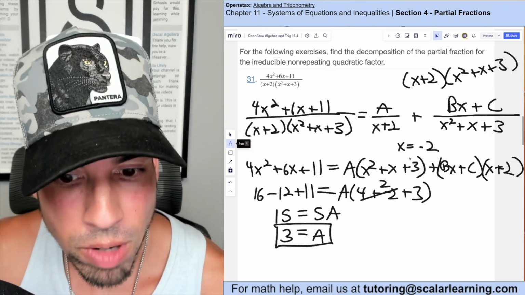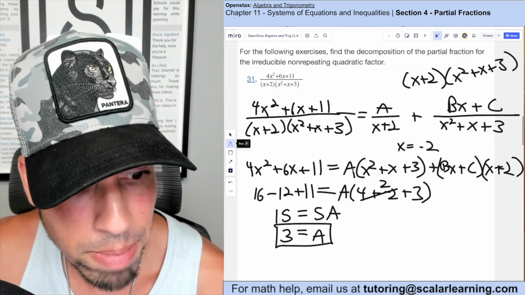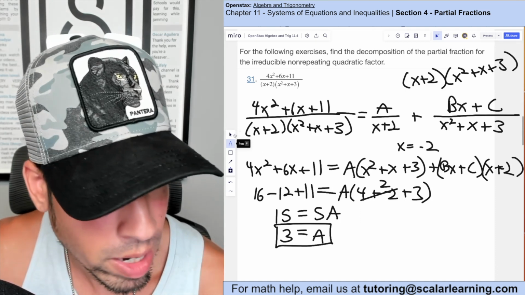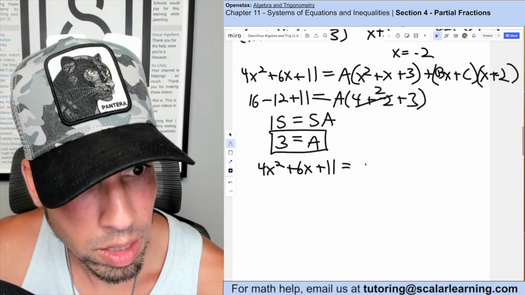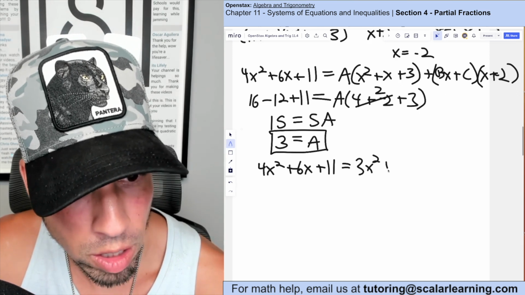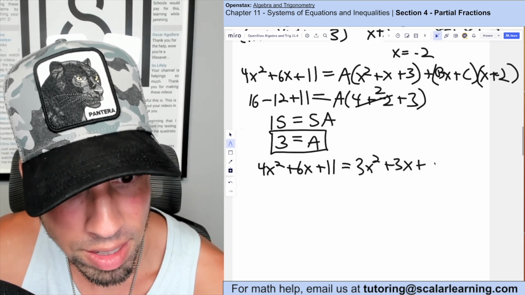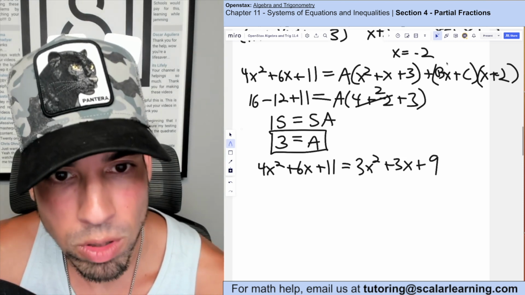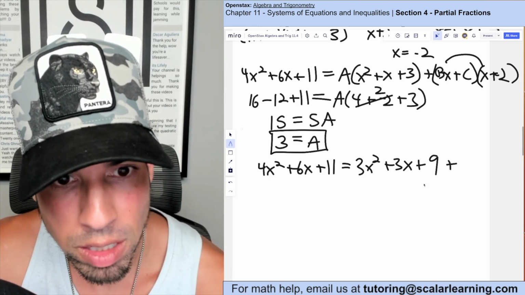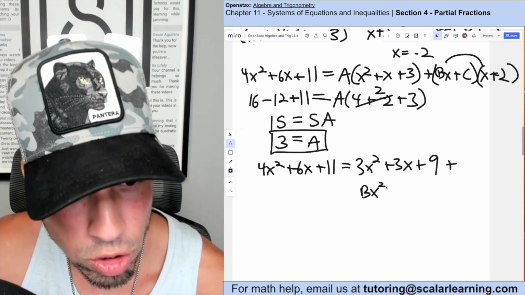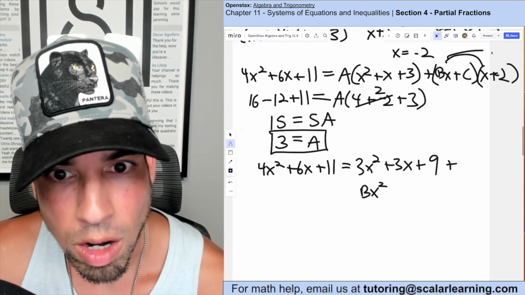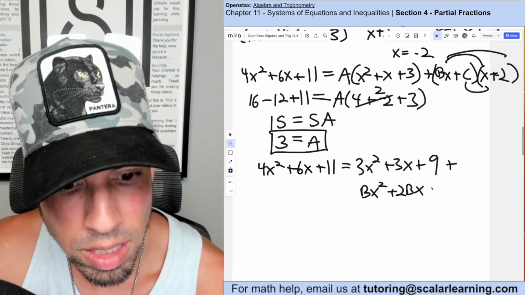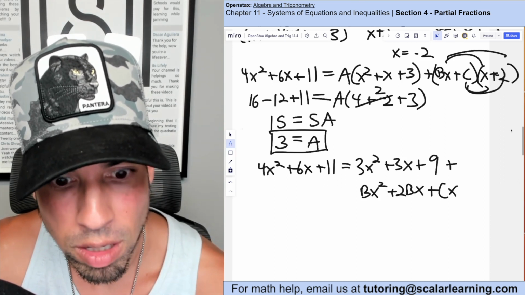Now that we got a value for a, I'm going to plug a back into this equation and multiply out and simplify the right-hand side. So we got 3 distributing, and then we got 3x squared plus 3x plus 9, right? A is 3, like that. And then we're going to FOIL these guys. So that's going to be plus bx squared. So I have to go to another line, just ran out of room. Plus 2bx. And then plus cx, and then plus 2c.